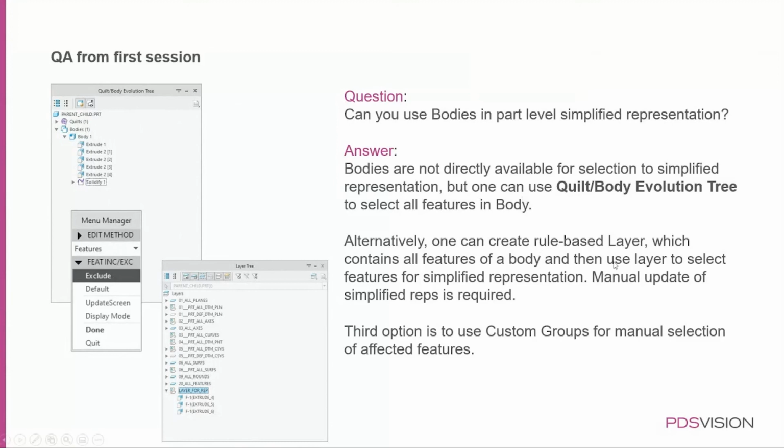Alternatively, what you can do is create a rule-based layer which contains all the features for the particular body, and then of course you just select everything based on that, and you have the same solution. And a third one is of course to use those previously discussed manual groups for selection of the affected features and bodies to get the same thing done. But still, we don't have the holy grail of being able to pick one body and have it excluded along with all the features that belong to it. We can do it that way, but we can approach this from the feature-based solution instead.